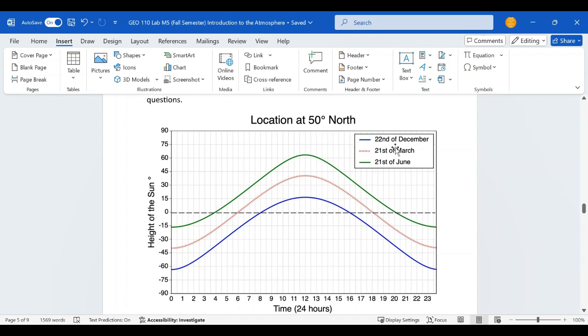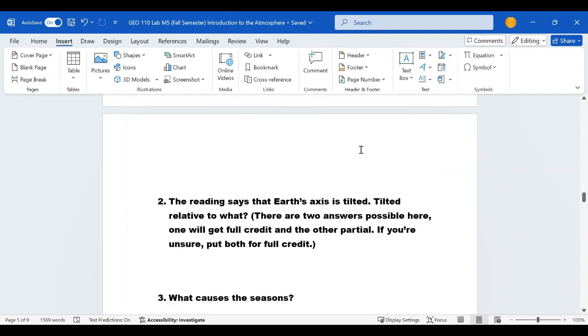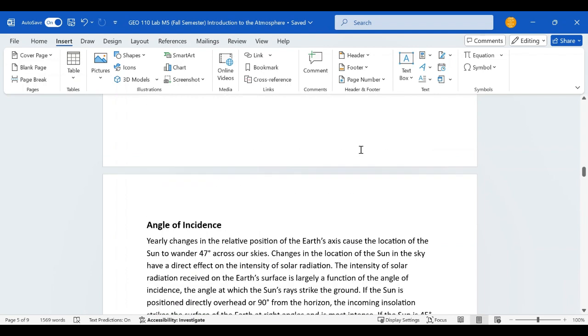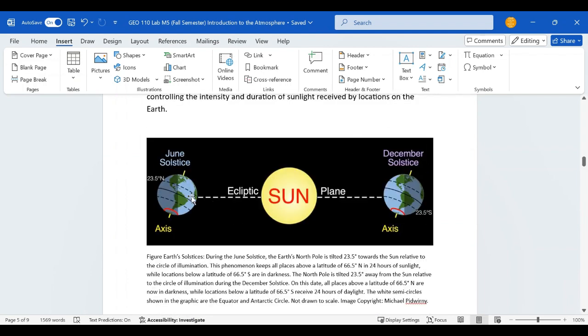And then you see these lines here. These lines are different dates, 22nd of December, 21st of March, 21st of June. So if we go back up to one of the earlier diagrams over here, we can see that the axis of the Earth relative to the sun changes due to the Earth revolving around the sun. The North Pole is always pointed at the North Star, but as the Earth revolves around the sun, whether that North Pole is leaning towards the sun or away from the sun is going to change just because the position of the Earth is changing.